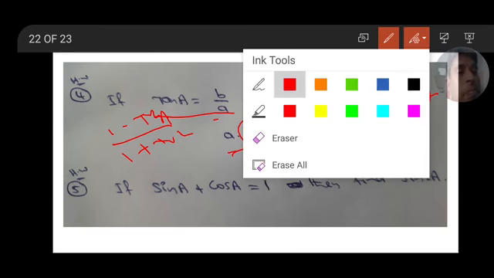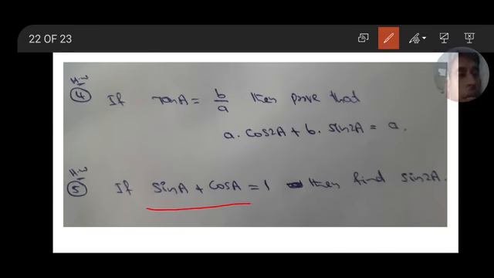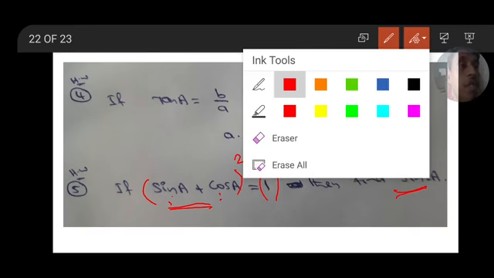Next, fifth problem. Sin a plus cos a equals 1, then find sin 2a. Here no value is given; this equation is given, we have to find sin 2a. You have to square both sides and simplify. On the LHS, it is (a plus b) whole square, means sin square a plus cos square a plus 2 sin a cos a equals 1. Use the a square plus b square plus 2ab formula and simplify, you get the answer sin 2a.